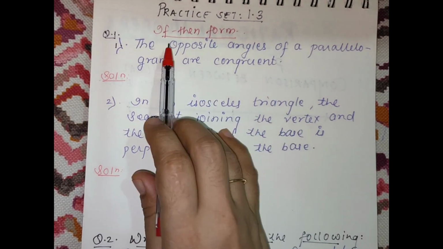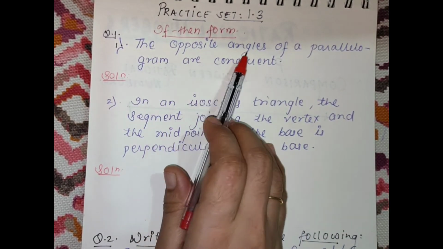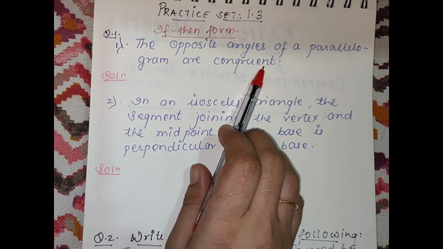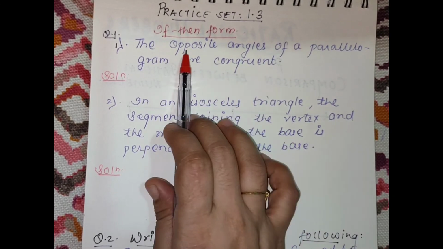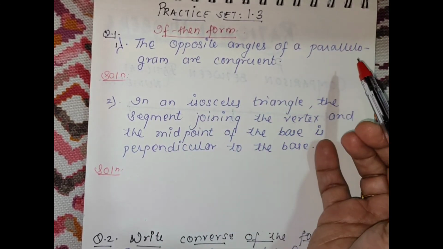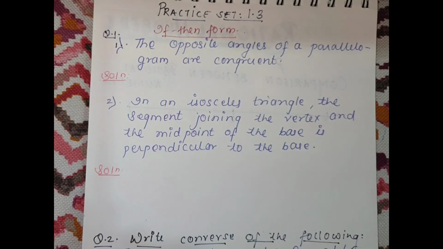So the statement is, the opposite angles of a parallelogram are congruent. So here 2 things are given, opposite angles and parallelogram. So a parallelogram is what? It's a quadrilateral. So how will we write it? Already we have studied about rhombus. How to write it?